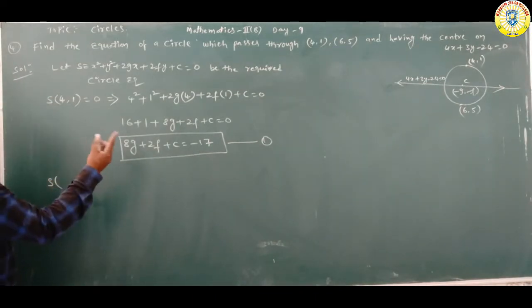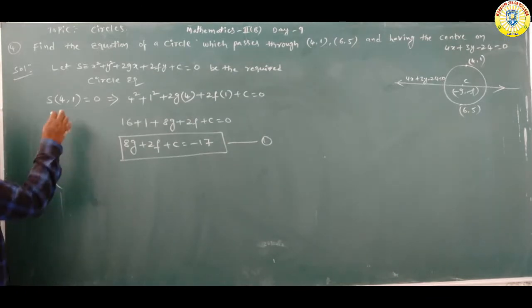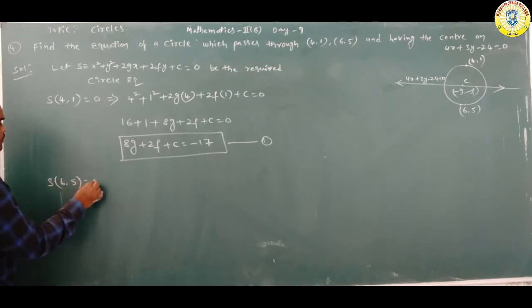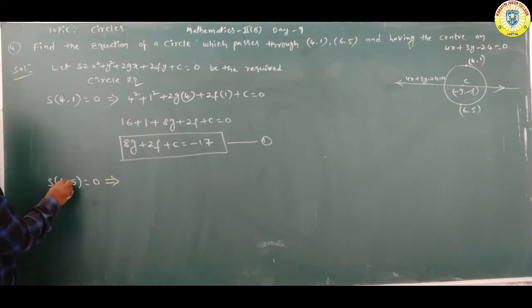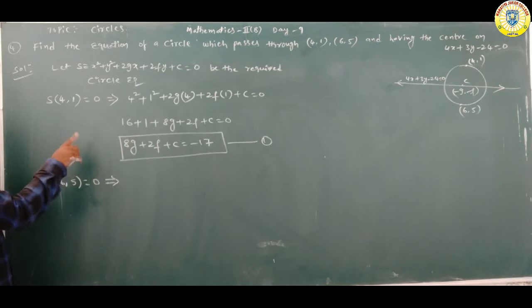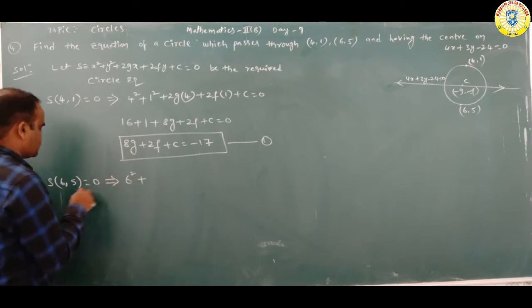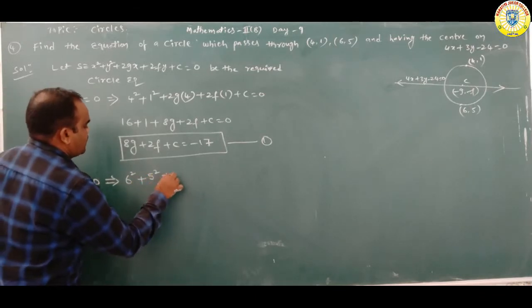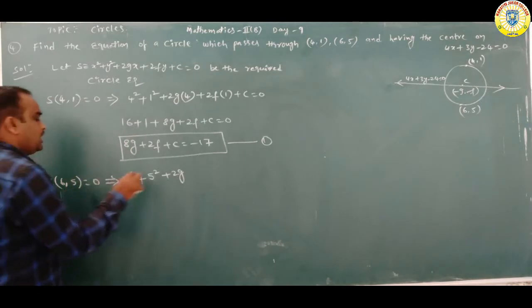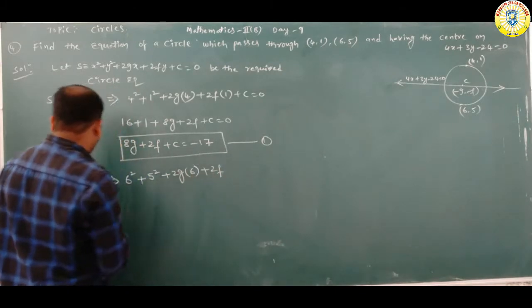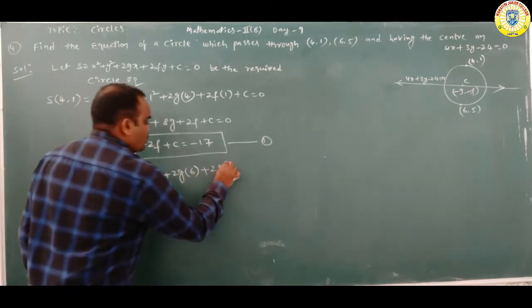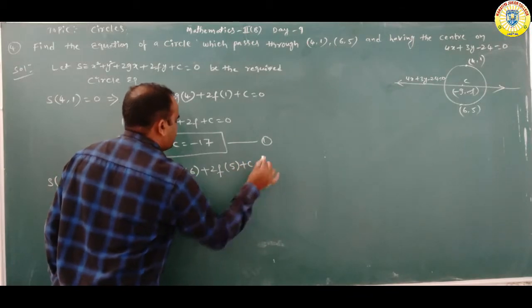Second point, S of second point, what is this, sir? (6, 5) also lies on the required circle. S(6, 5) = 0. That implies in this equation we are substituting x = 6, y = 5. 6² + 5² + 2g(6) + 2f(5) + c = 0.